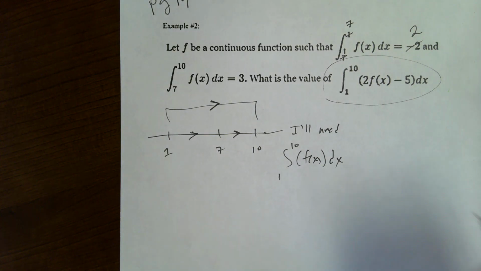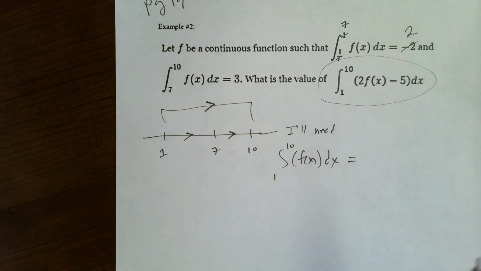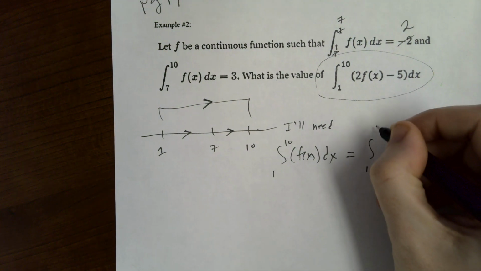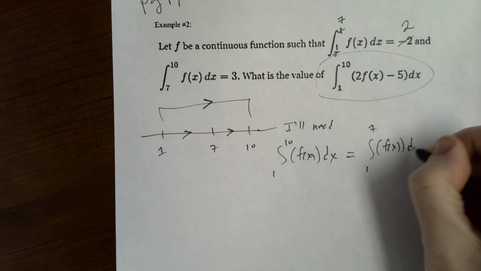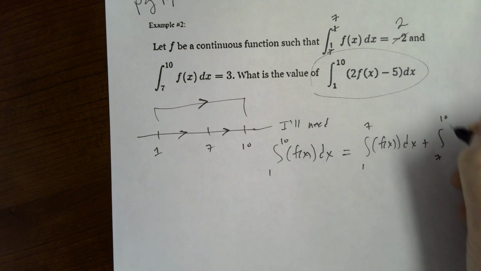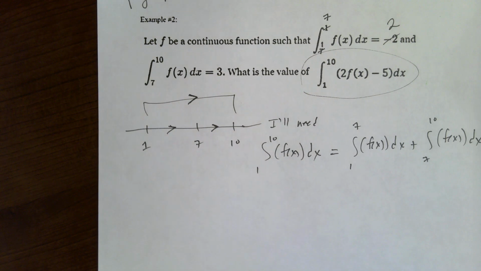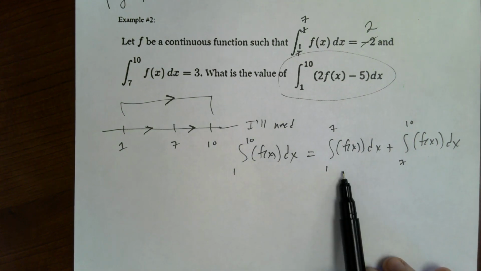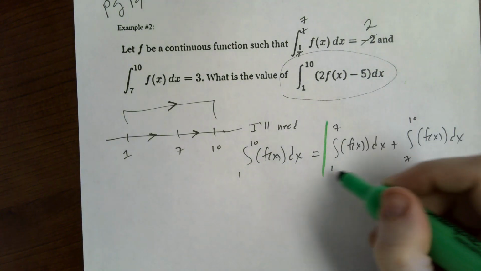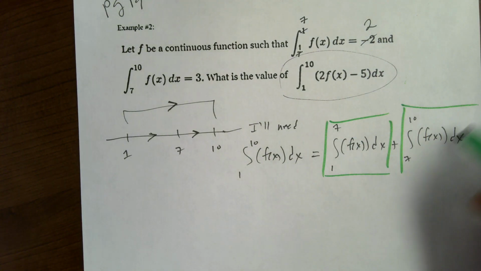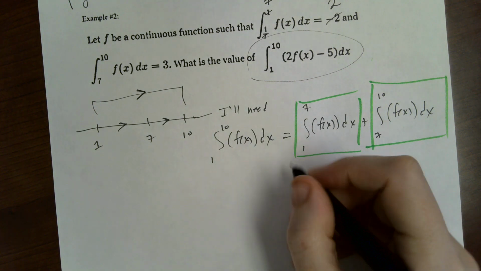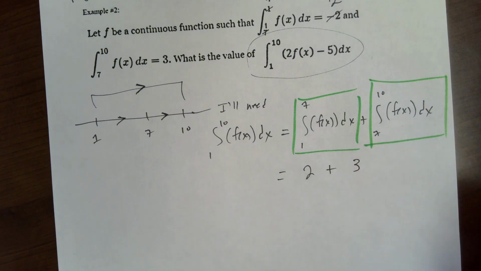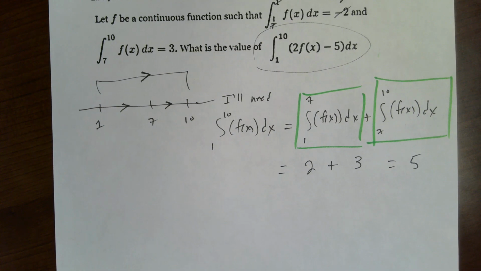Okay, so you take what you know that you're going to need, and then you write like an integral equation. So from 1 to 10, that's the entire thing. This is going to be equal to the integral from 1 to 7 plus the integral from 7 to 10. Okay, you need that statement there. Okay, so we actually have both of these, so we can find that. So the integral from 1 to 7 and the integral from 7 to 10, we're going to be needing those. And, okay, integral from 1 to 7 is 2. And then from 7 to 10 is 3. So that's 5. So the integral from 1 to 10 is 5.